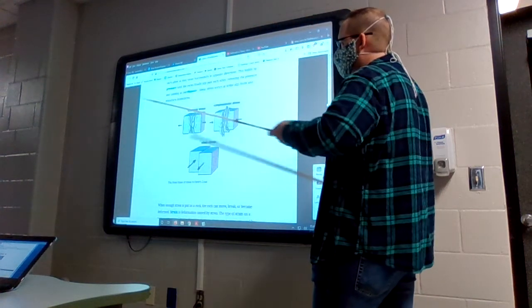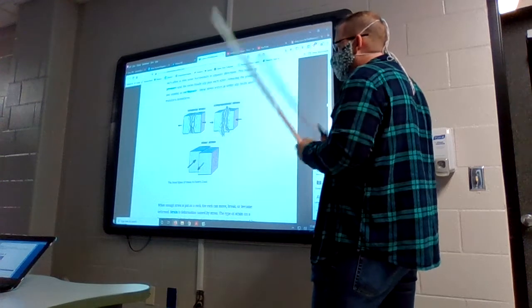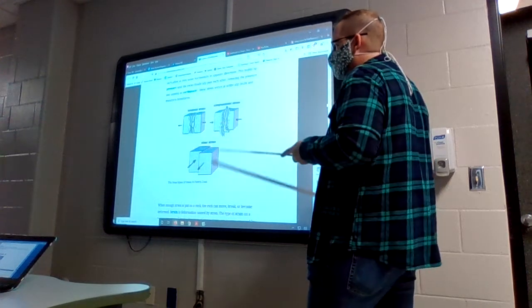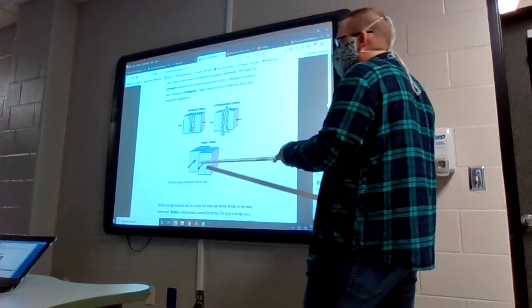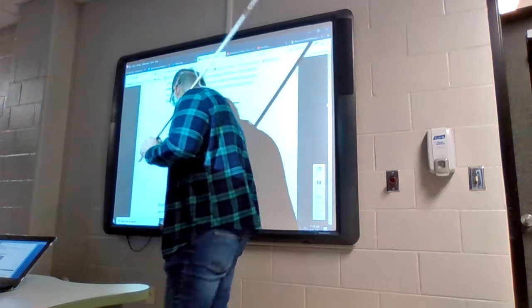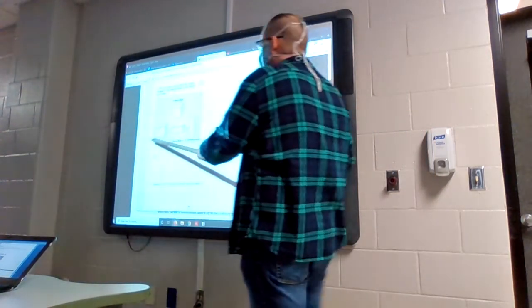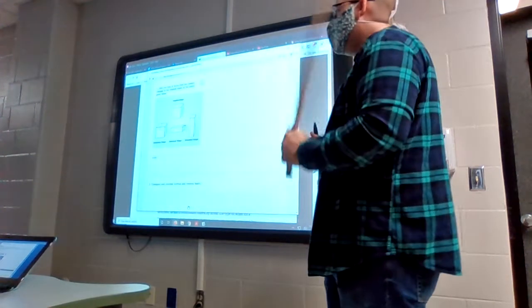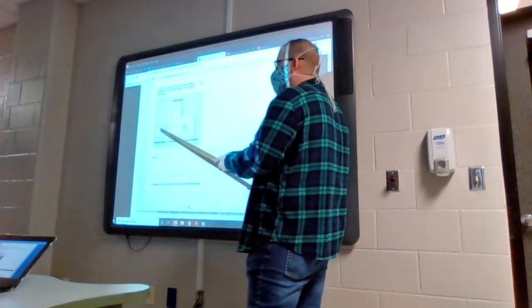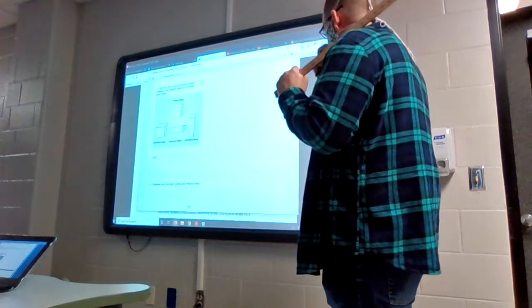Tensional stress pulls stuff apart. Compressional stress puts it together. If it's not pulled apart or pushed together, it's going to be shear stress. And so that's what happened to that last one. It's shear stress for the left deformed shape, and that is what caused that little crack to start to go through it.